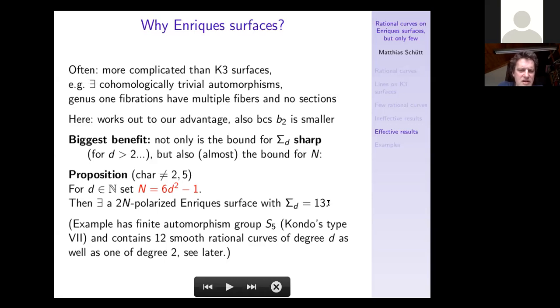So there's only one case left where we could try to improve on our theorem. And I'll tell you later a bit more how to construct this example. It's a very special Enriques surface with finite automorphism group S5. Kondo calls this of type 7. And this will contain 12 smooth rational curves of degree d and 1 of degree 2. So it's a very special configuration.